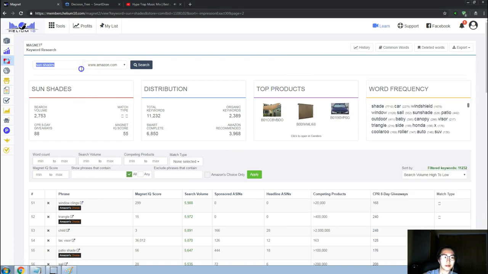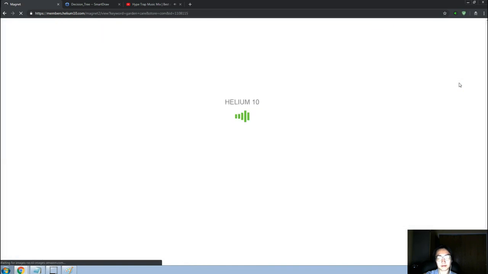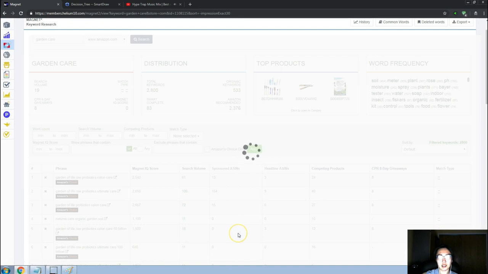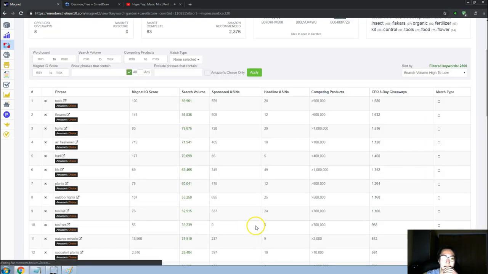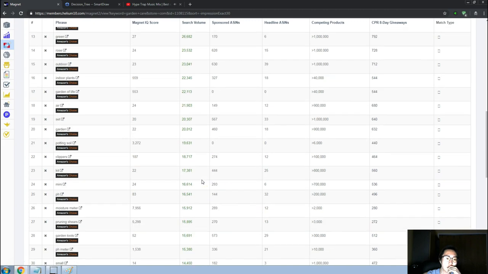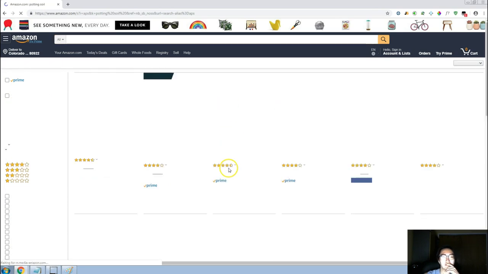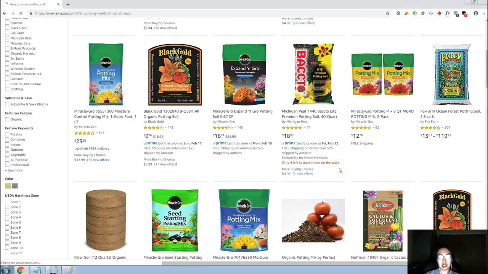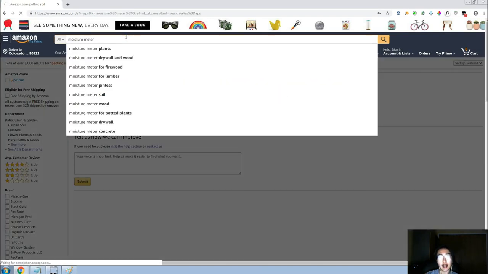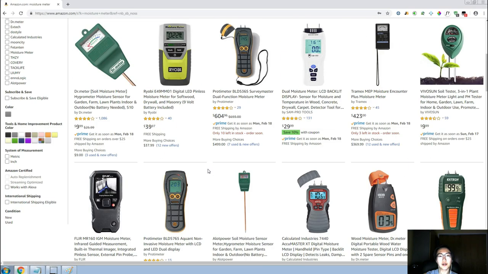Garden care, okay? People love their gardens. That's all I have to say about that. People love their gardens. Potting soil. What? I knew that. Gardening is actually another niche that has a lot of potential. This is one of those things though, where you've got to really niche down within that niche.